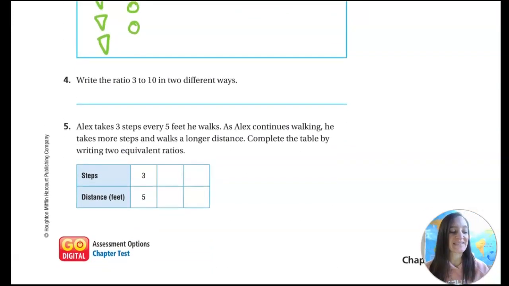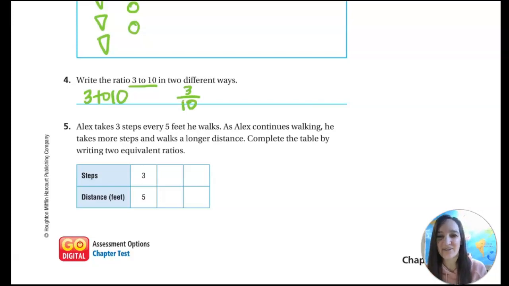Write the ratio of 3 to 10 in 2 different ways. Well, here's one way, right? 3 to 10. You could also write it 3 to 10, or the fraction way, 3 to 10. Pretty sweet, huh?